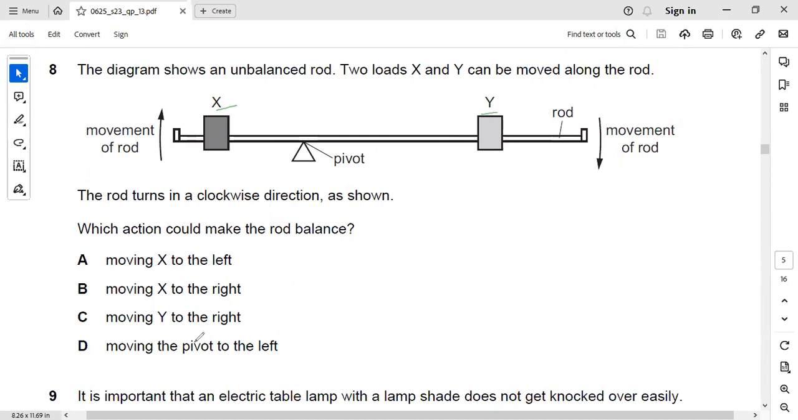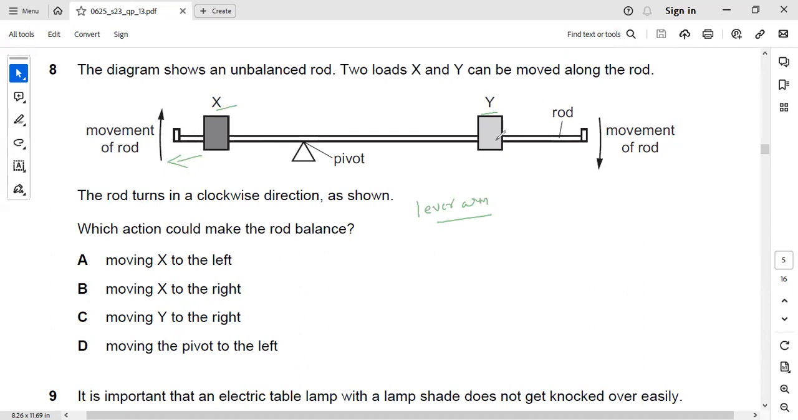So for different choice it is given. If you are moving the X further away from the pivot, you can increase the lever arm. This lever arm can be increased by moving this X towards left. So it will require more force to create an equal torque in this other state. If you are moving this X towards right, the lever arm will be reduced. It will be more unstable.